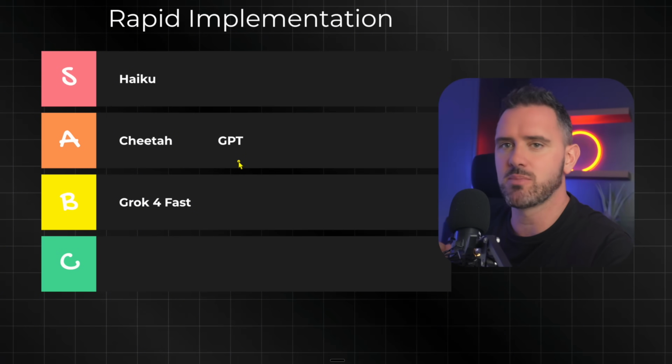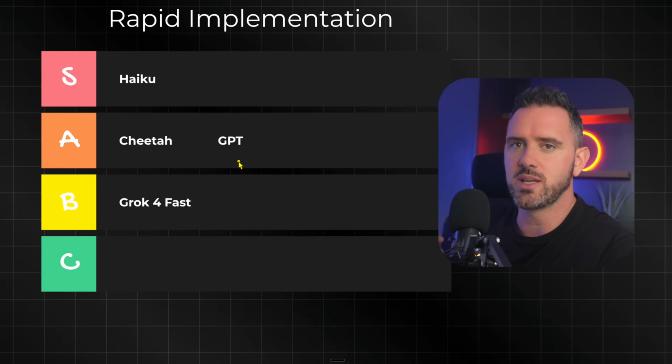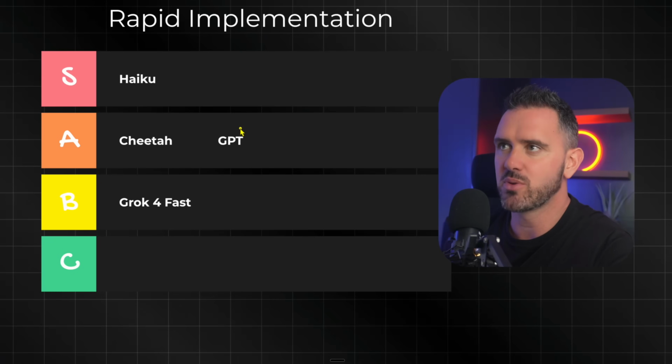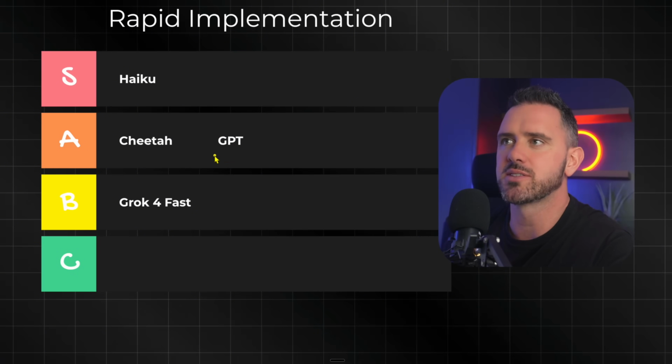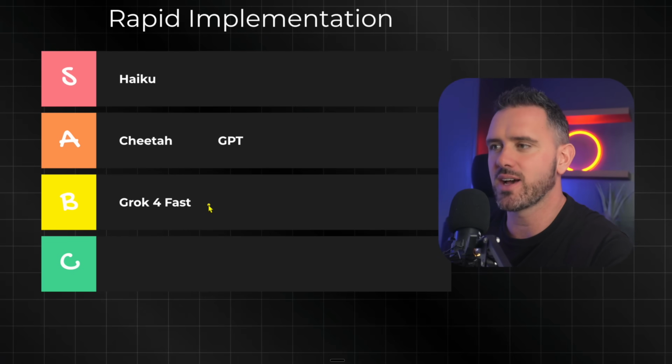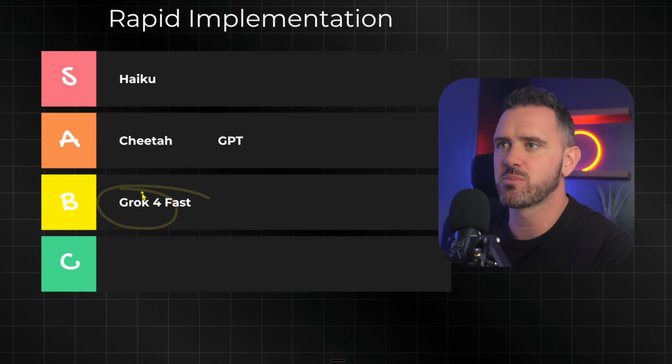I personally don't use any of the GPT models in rapid implementation. You do have access to models like GPT Mini or GPT Codex Low or Medium that are really quite fast. But if you are a Codex user or exclusively use GPT models, one of the low or mini models could give you some value there. And then Grok 4 Fast is a perfectly good model, but to be honest, I just don't use it. If I have my choice, I'm going to pick one of these above Grok 4 Fast.